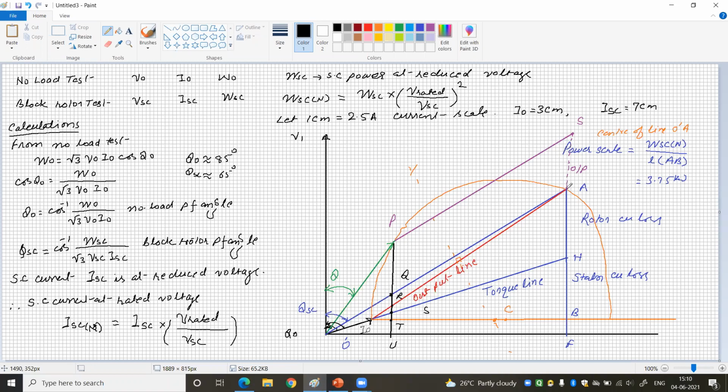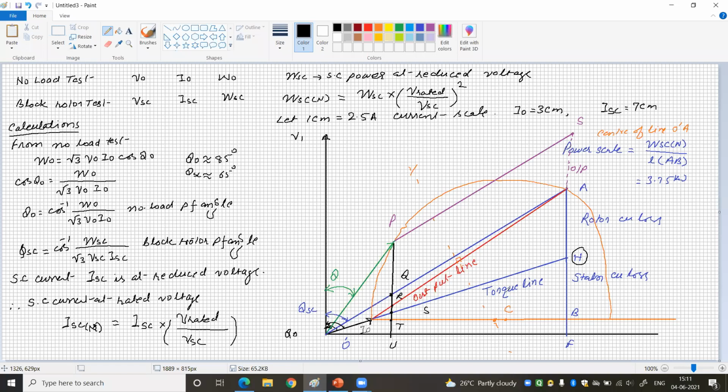Now draw from A a line parallel to the y-axis and name it ABF. Now the location of point B depends upon the copper losses. If the rotor copper loss is equal to the stator copper loss, then the line AB is divided into two equal parts. Whereas if it is given that the stator and rotor copper losses are in 60% proportion, then the total length multiplied by 60% is the stator copper loss and the upper part is the rotor copper loss. As per the data given, we name this the torque line. So this is the output line, and this is the torque line.